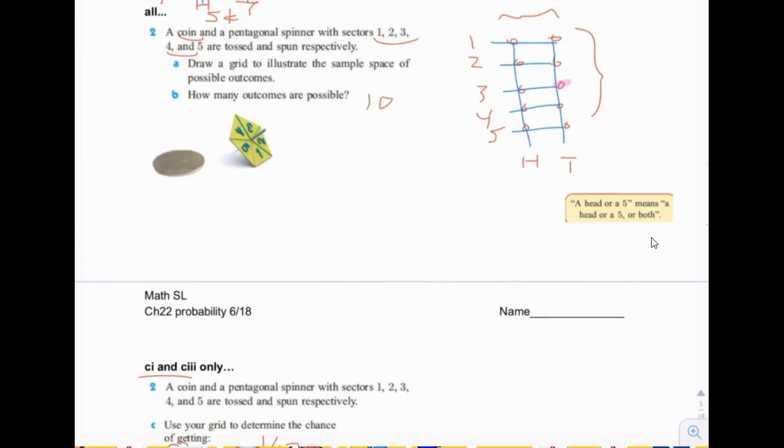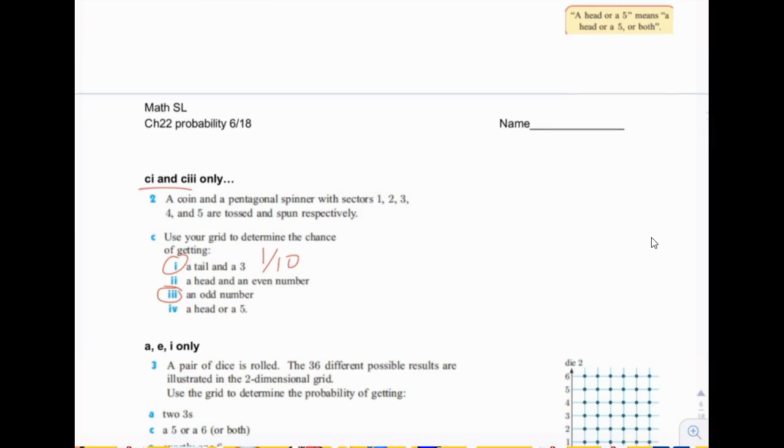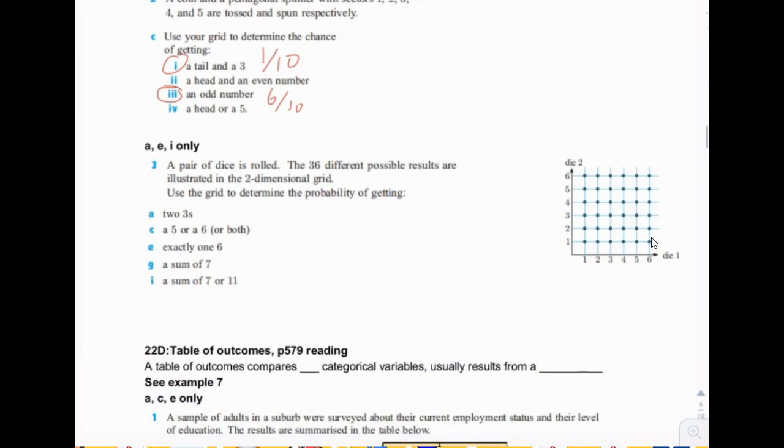So that would be odd number would be this one or this one, this one or this one, this one or this one. So that would be 6 outcomes out of 10. So we'd say 6 out of 10. Okay. Number 3. We're going to do A, B, and I.